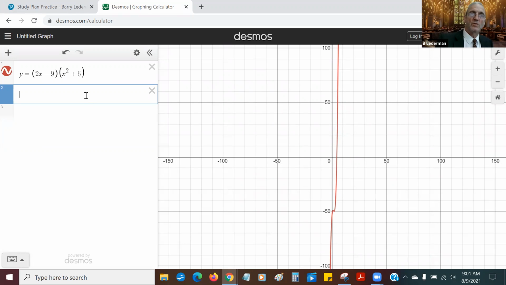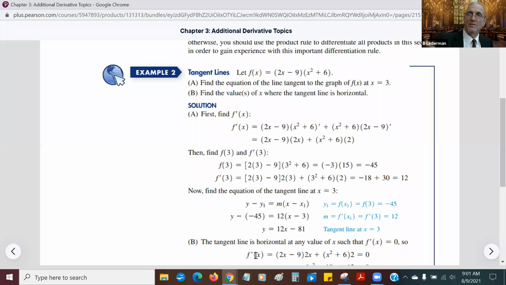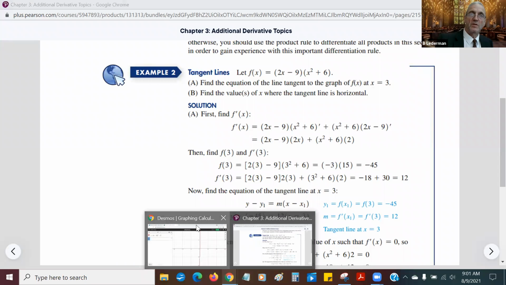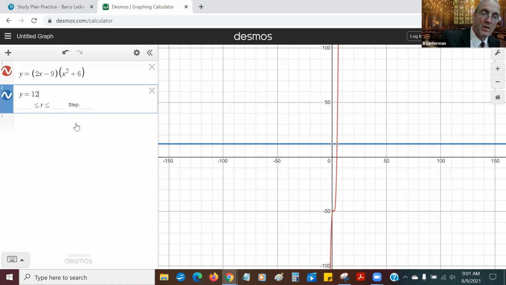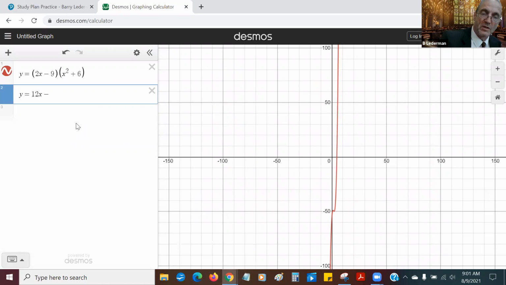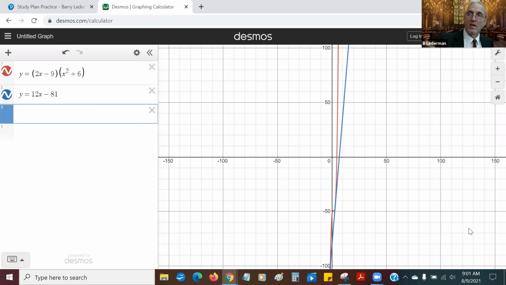And now let's go to y equals 12x minus 81. It's going to be a little hard to graph. So let's put that in here. You don't have to do this necessarily. I just want you to see that this is actually working here. Again, this is going to be very tough to see, so I'm going to make it a little bigger and just focus in.